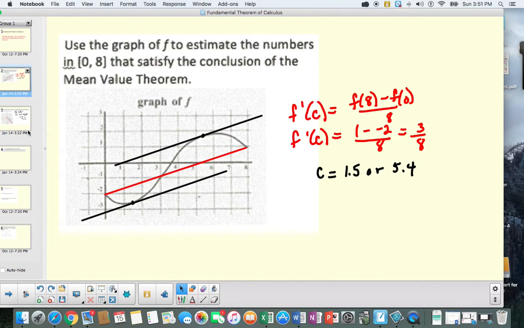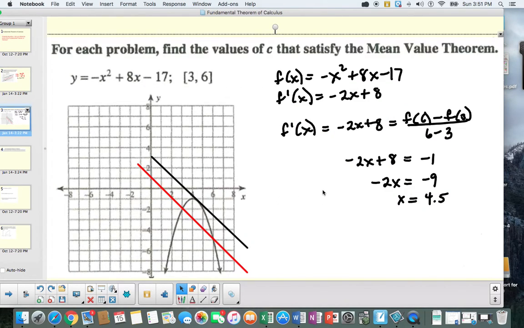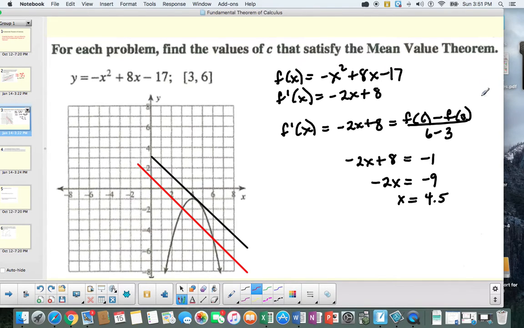Now, this is the way it looks graphically. The way it looks analytically is this. We use the interval to help us find the average rate of change, which is right here. And we're looking for at what x the instantaneous rate of change will be equal to that. So we take the function, take its derivative, set the derivative equal to the average rate of change, which happens to be -1, solve for x, and we get 4.5. So at 4.5, the slope will be equal to the average rate of change in the interval from 3 to 6. Keep this in mind as we go through the proof.